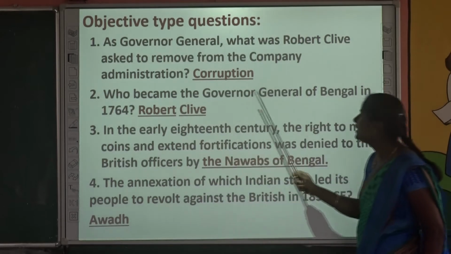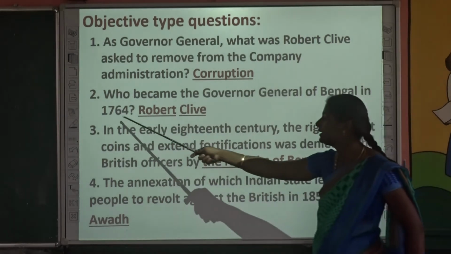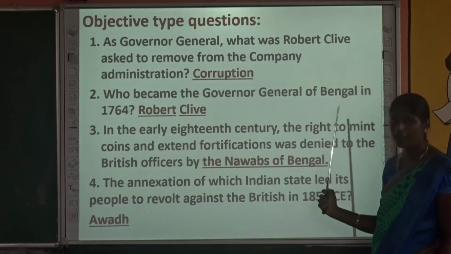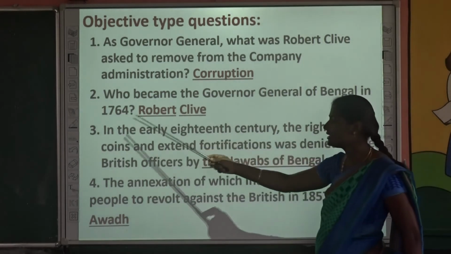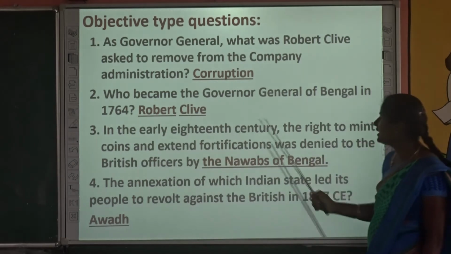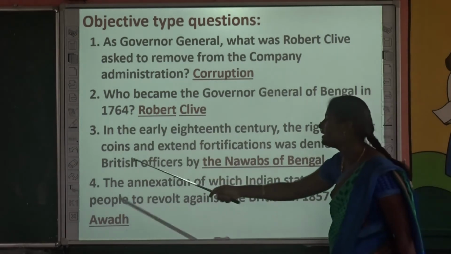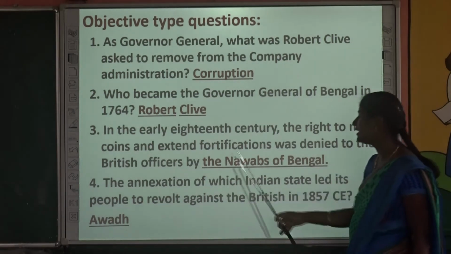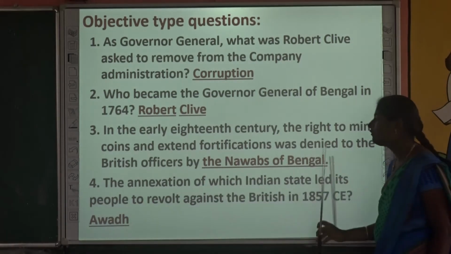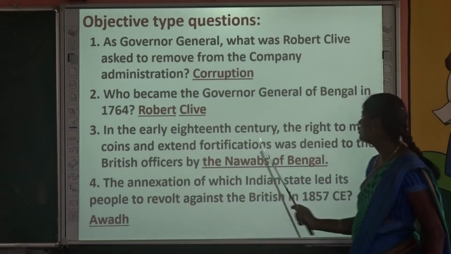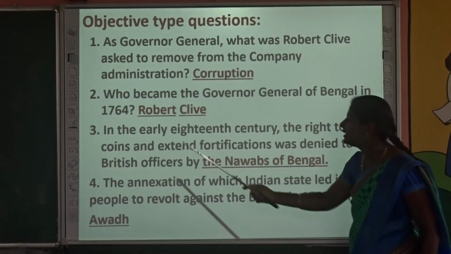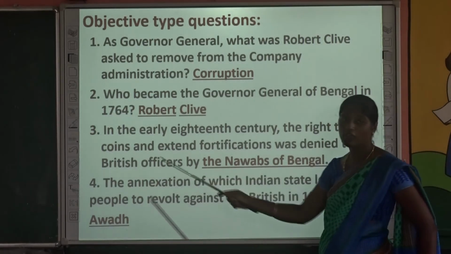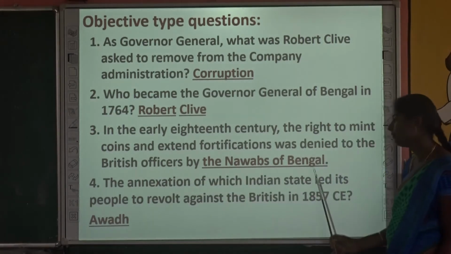And who became the Governor General of Bengal in 1764? So Robert Clive became the Governor General of Bengal in the year 1764. In the early 18th century, the right to mint coins and extend fortification was denied to the British officers by the nawabs of Bengal.